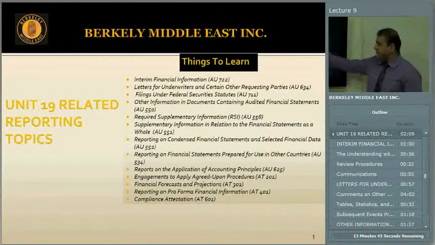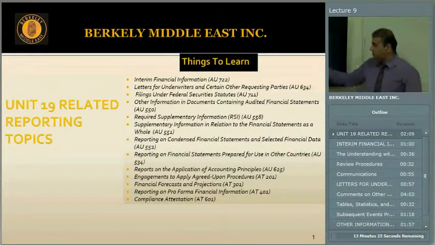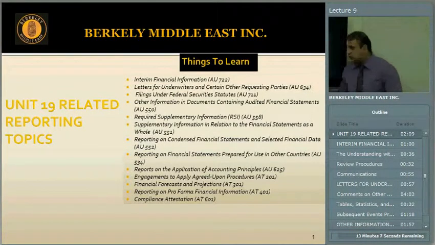That's why we will discuss the interim financial information, which is obviously not subject to audit. Then the letter for the underwriter and certain other requesting parties, which is to be issued by the auditor. And filings under federal security statutes, which means the compliance part of that one. Other information in documents containing audited financial statements. Then required supplementary information, and supplementary information in relation to the financial statements as a whole.